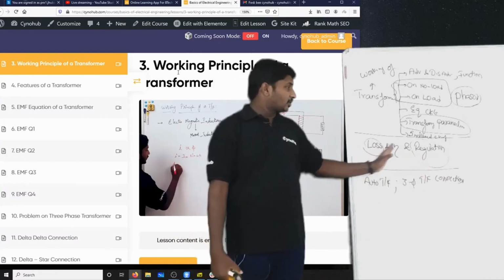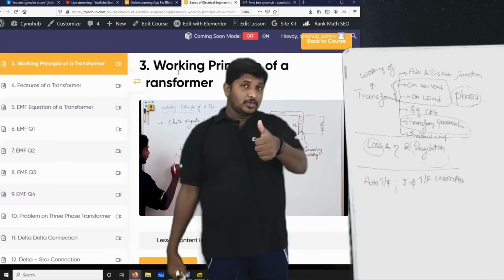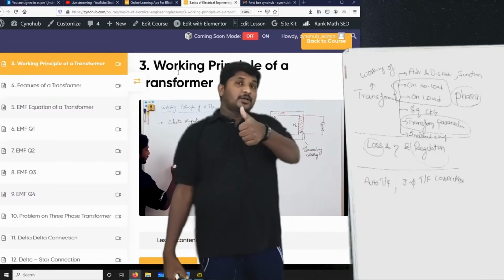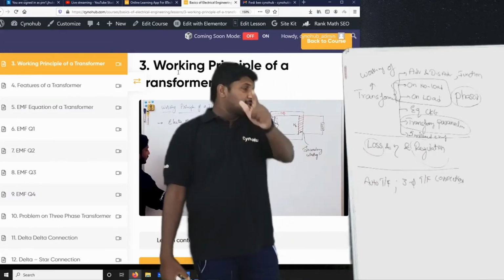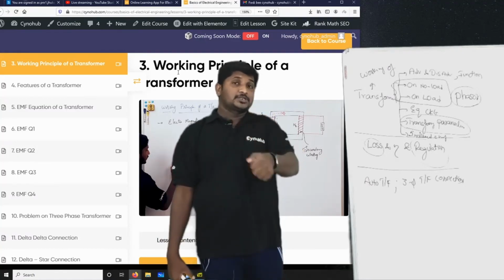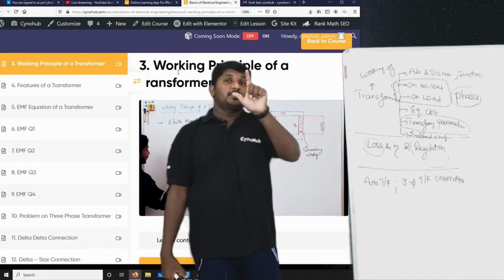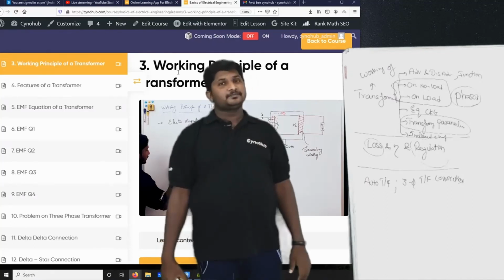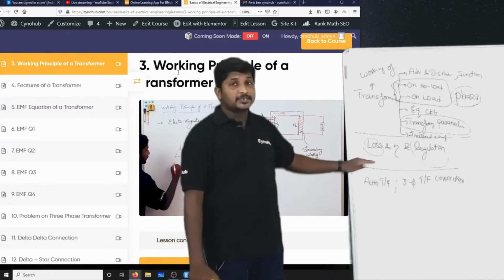Okay. Here what are the models? First model, classify or explain the losses in a transformer. Second model, regulation, based on regulation, and numericals based on efficiency and based on regulation. Okay. So that is about part number 2.